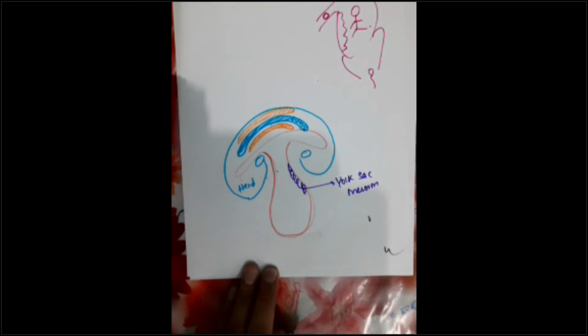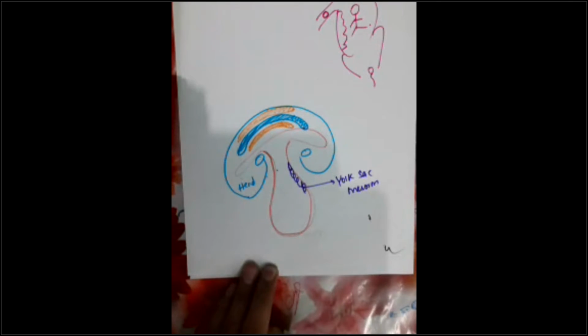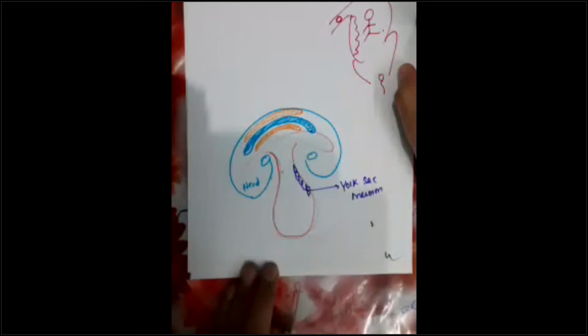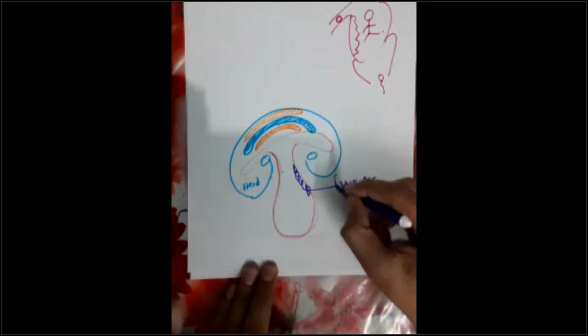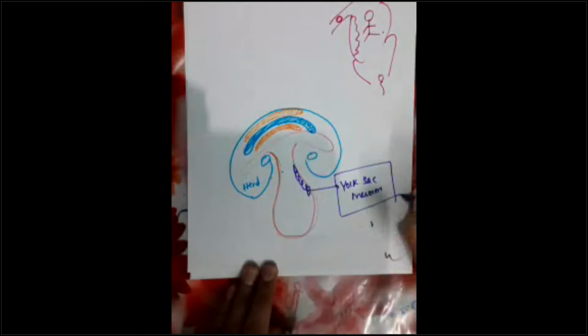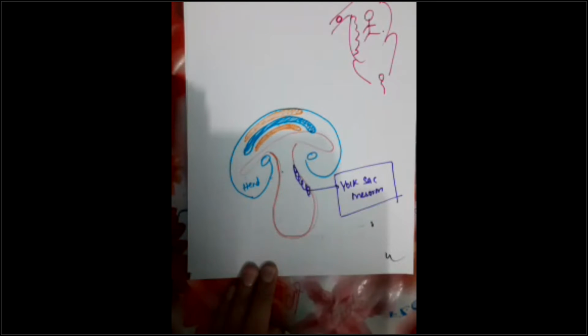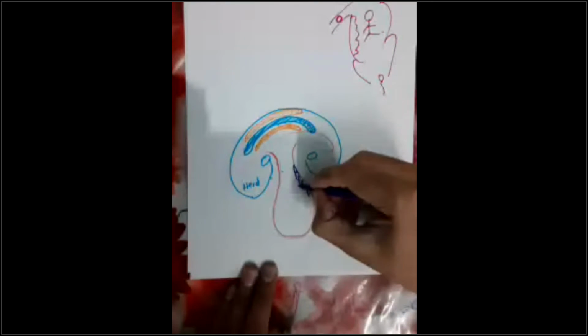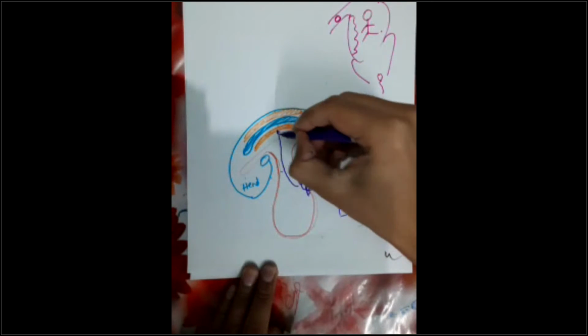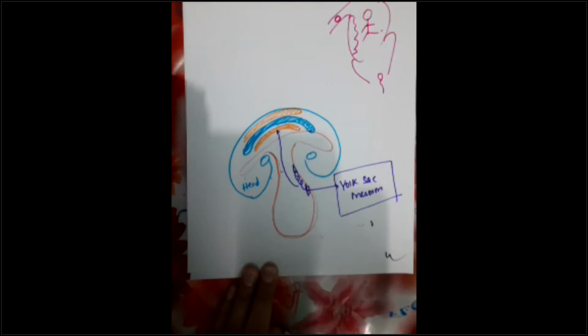What are these? The developing germ cells, the progenitor cells of your gametes. Where are they forming? This location is very important, guys. They are forming in the yolk sac mesoderm, which will migrate towards the intermediate mesoderm, guys. Where are they migrating? They are migrating to the intermediate mesoderm.